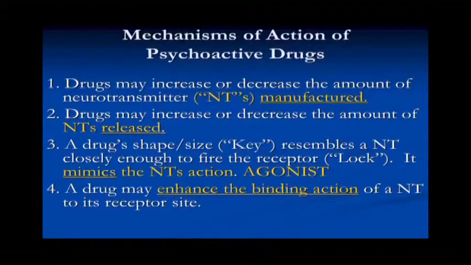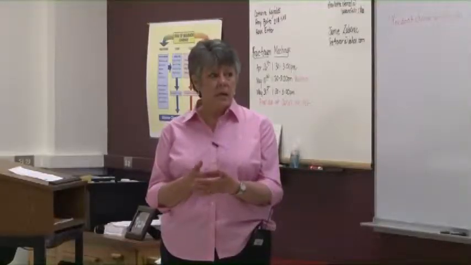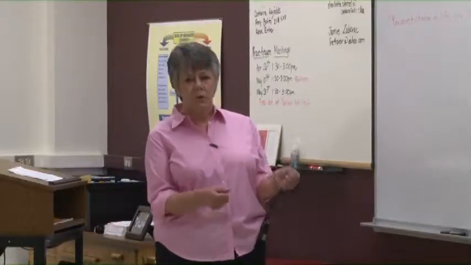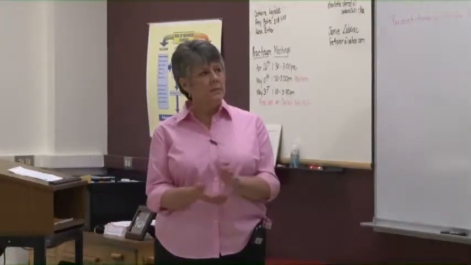A drug's size or shape can resemble a neurotransmitter enough to fire the receptor. It's like the key in the lock. That's the example that's used a lot. The lock is the receptor, and the key can go into it. And something that's a look-alike can go into it, and that look-alike is called an agonist. A drug can enhance the binding action of a neurotransmitter to its receptor site. So if the neurotransmitter stayed on that receptor longer, it's going to generate more electricity.